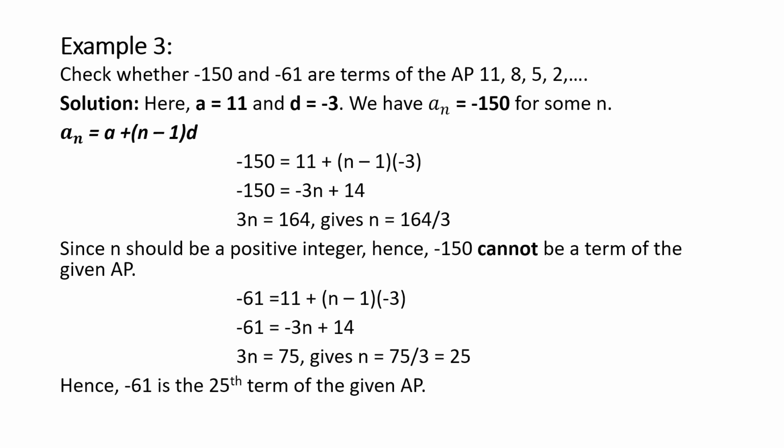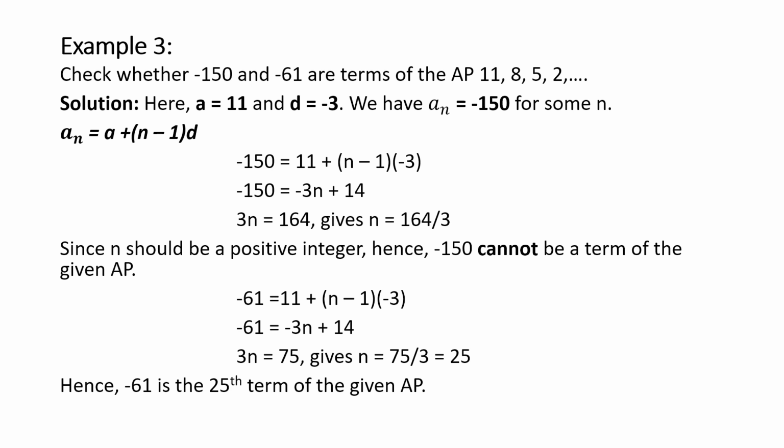Another example, check whether minus 150 and minus 61 are terms of the arithmetic progression 11, 8, 5, 2 and so on. We can see it is a decreasing AP. The first term is 11 and the common difference 8 minus 11, 5 minus 8. So the common difference is minus 3. Now we are given that minus 150 is a term. So An is minus 150 for some n. An is equal to A plus n minus 1 into D. Minus 150 is equal to 11 plus n minus 1 into minus 3. Solving this, we get n is equal to 164 by 3.